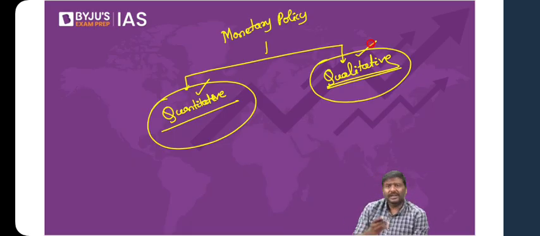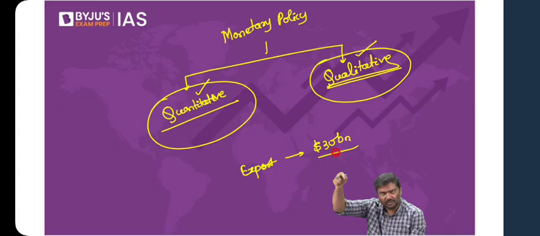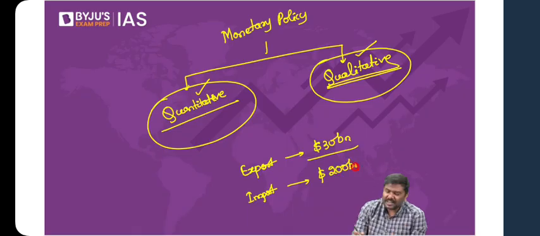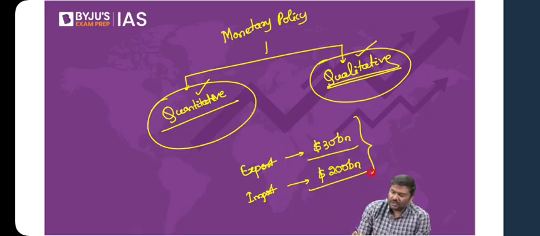Imagine you export to China worth, let's say, $30 billion. In one financial year, you export $30 billion worth of goods and services to China, whereas you import, let's say, more than $200 billion worth of goods and services from China. Now, don't you think that when the value of imports is much higher than exports, it is a trade deficit? And in this example, the trade deficit is worth $170 billion.